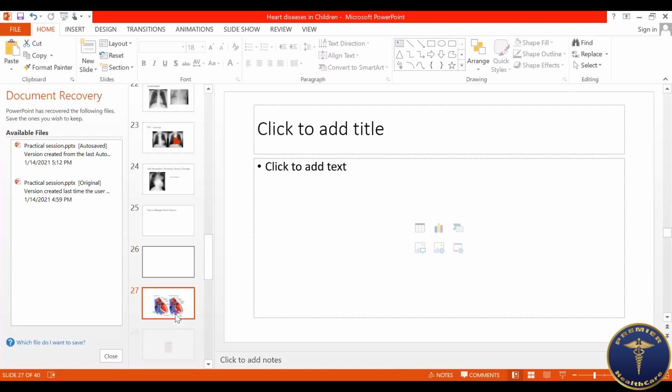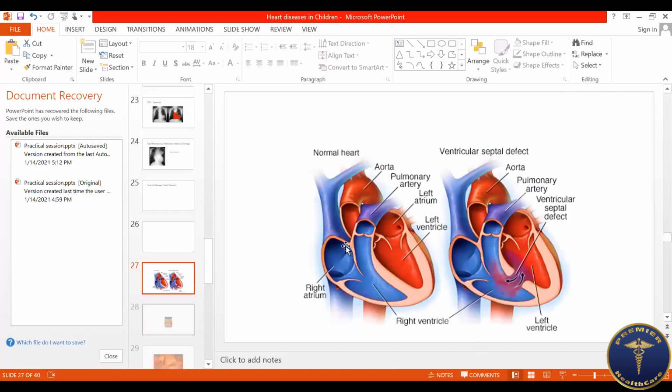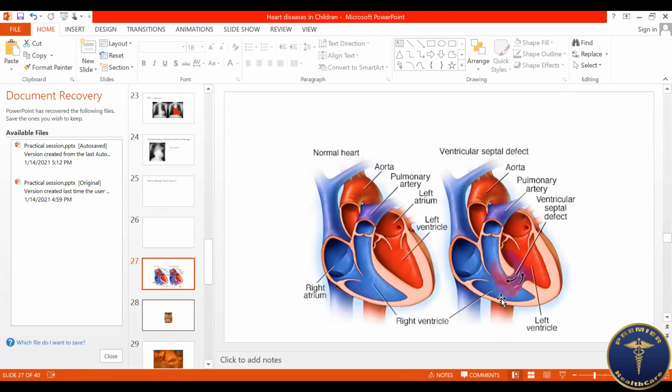So what is this? What is this? You can see the first one is a normal heart. In the second one, there is a hole here, right? There is a hole here. Lahiru, can you see? Yes. Lahiru Pradeep, right? So there is a hole here. So what is this hole? This is a hole in the ventricular septum. This is called what? This is a VSD. VSD, hole in the heart.